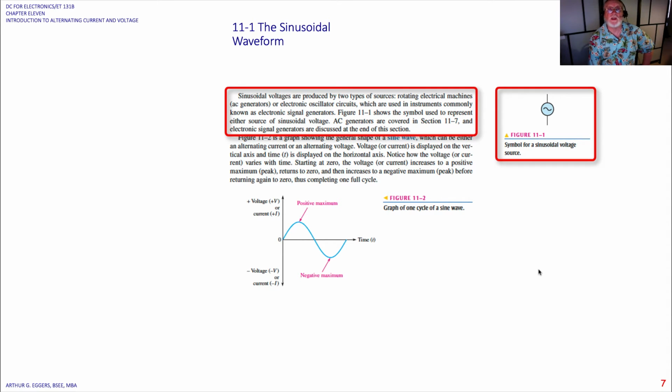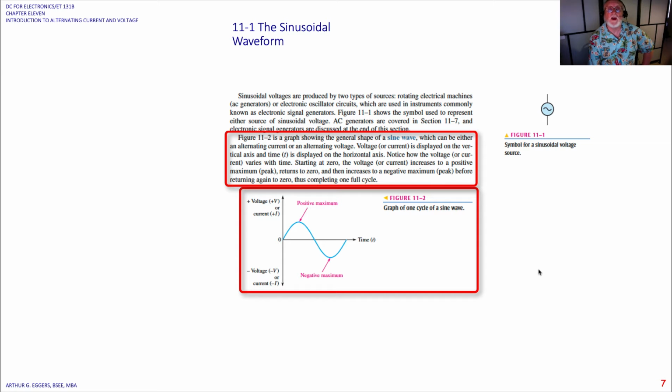The graph shown in 11.2 below shows the general shape of a sine wave, which can be either an alternating current or voltage. Voltage or current is displayed on the vertical axis, and time is displayed on the horizontal axis. So you get your amplitude on the up-down, the y-axis, the vertical axis, and then along the timeline. Since we are in the time domain, later we're going to find out there's something called the frequency domain, and things look differently in the frequency domain.